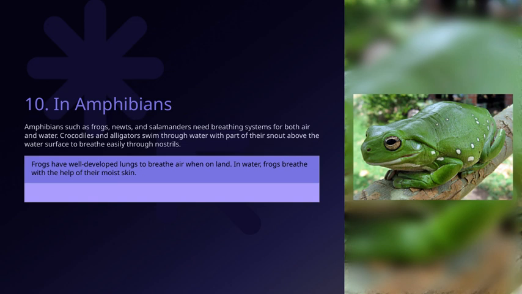Connecting this to our overall theme, it's incredible to see how different animals have evolved specialized breathing systems. These adaptations not only help them survive in their specific environments, but also highlight the diversity of life and the ways creatures have developed to thrive across different habitats.